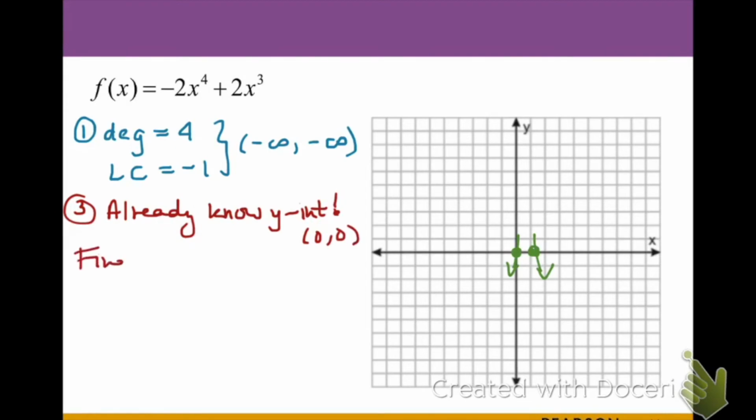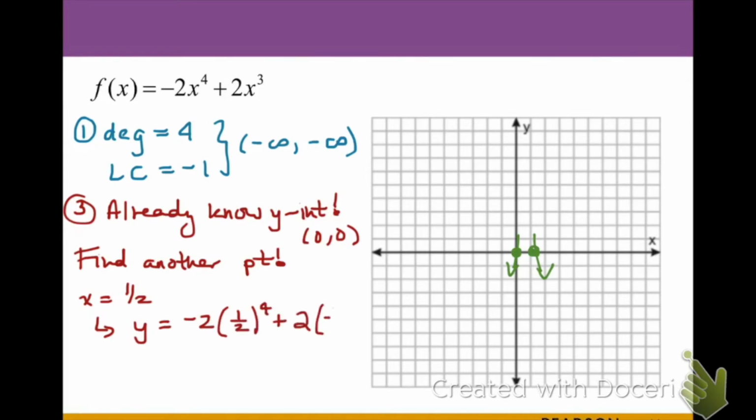In this case, let's go ahead and find another point to use. Let's try x equal to 1/2. This is a nice easy point to use. So we're going to plug in 1/2 for our x values, which gives us -2 times 1/2 to the 4th power, plus 2 times 1/2 cubed. And if we type that into our calculator and simplify, we're going to get a y value of 1/8. So that means our point at 1/2 is going to be (1/2, 1/8).